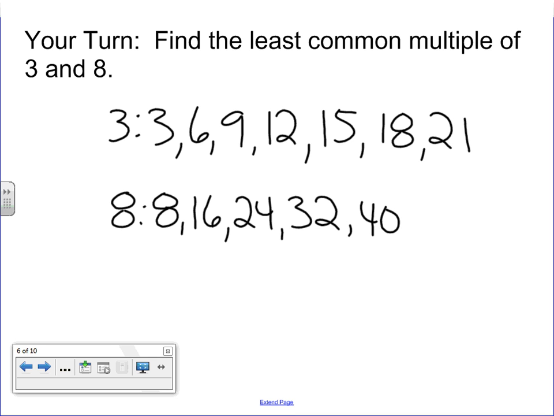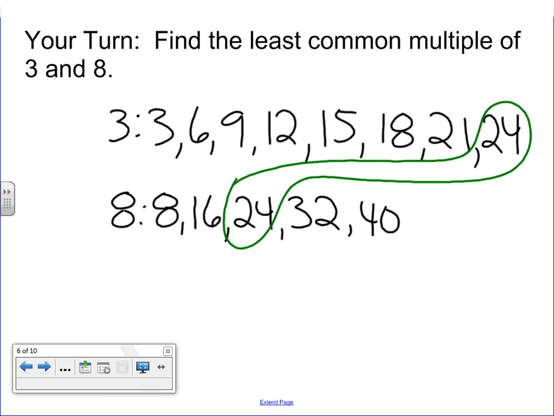So what we need to do is continue on with our number 3. If I do one more, I have a number that matches up the bottom. And if you see, 24 is our least common multiple.